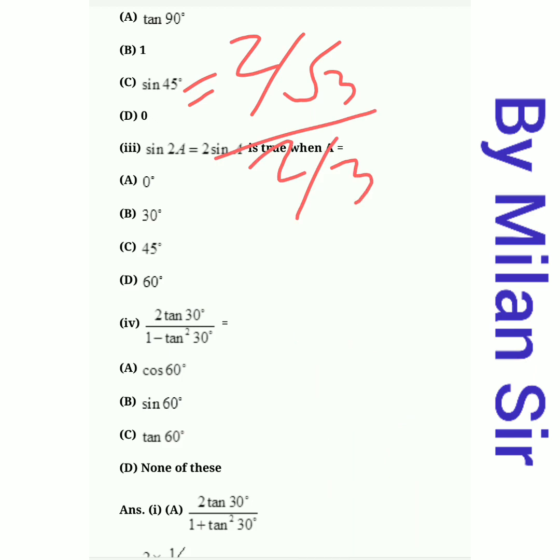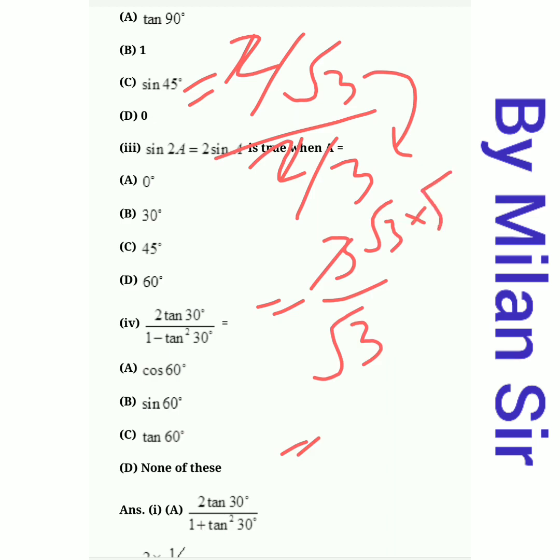Then our numerator 2 cancels. Now the denominator goes in the numerator, and the denominator of the numerator goes in the denominator. So 3 by under root 3. Now 3 means under root 3 into under root 3, and 1 under root 3 cancels. So finally our answer is under root 3.